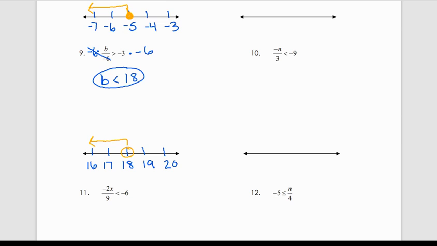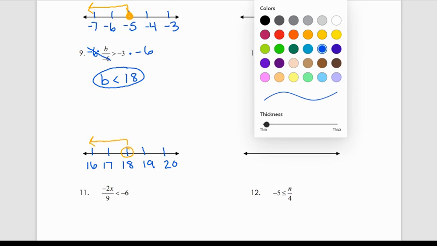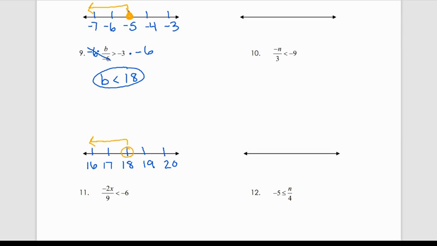Okay, let's go to number 10, like I said. What is the first thing I'm going to do on number 10? Multiply. Multiply by what? 3. Okay, it says divide by 3, so we're going to multiply by 3. The 3's cancel, but don't forget we still have negative n left. My symbol is staying the same because I'm multiplying by 3. 3 is positive, so I'm multiplying by a positive, so don't flip the symbol. It's only if you multiply by a negative. On the left now, negative 9 times 3 is negative 27.